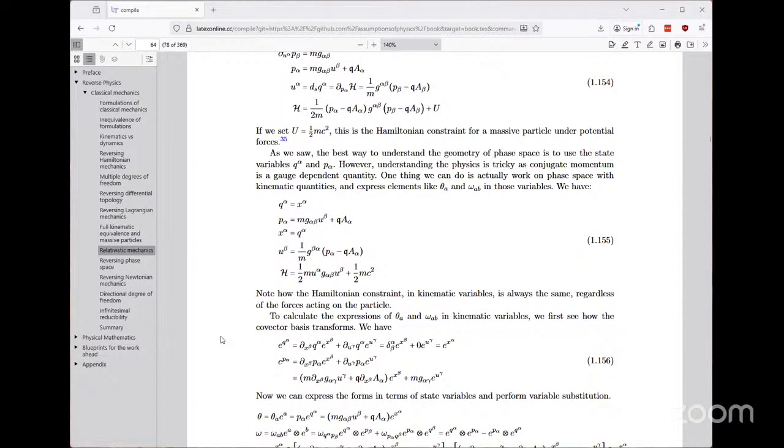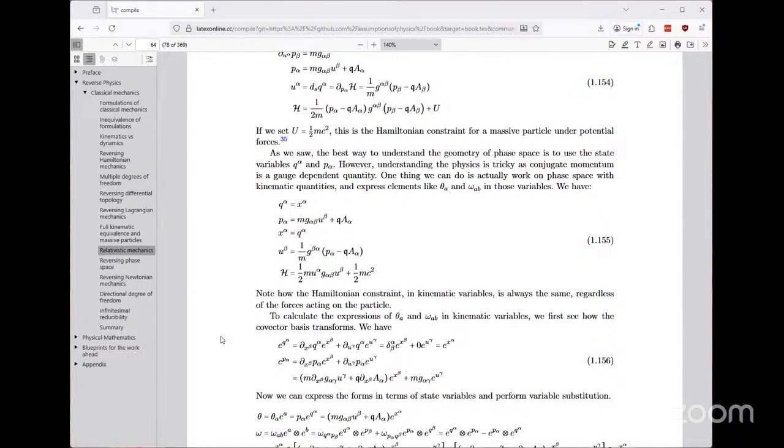As we saw, the best way to understand the geometry of phase space is to use the state variables q^α and p_α. However, understanding the physics is tricky, as conjugate momentum is a gauge-dependent quantity. One thing we can do is work on phase space with kinematic quantities and express elements like θ_A and ω_AB in those variables.